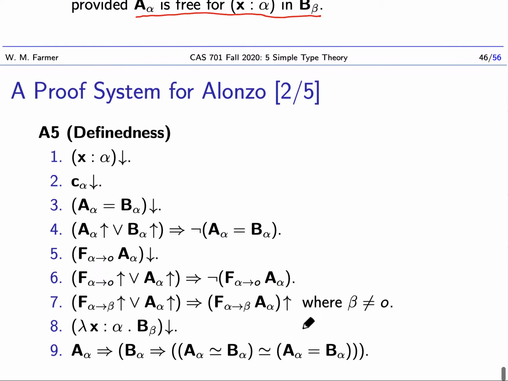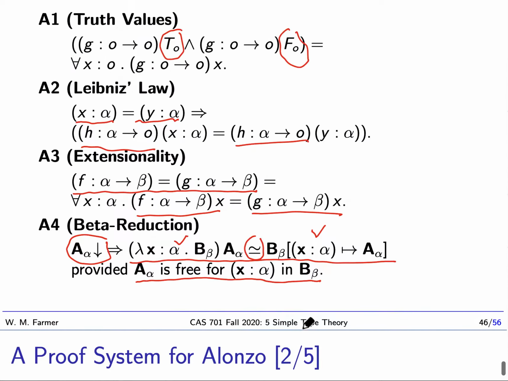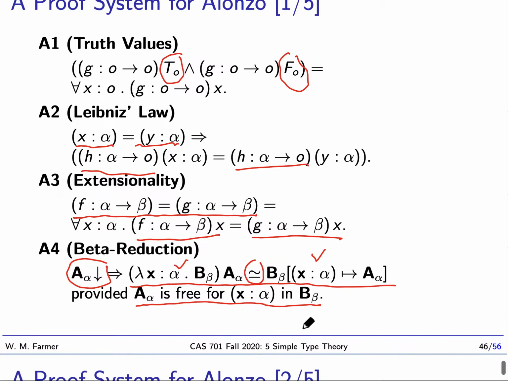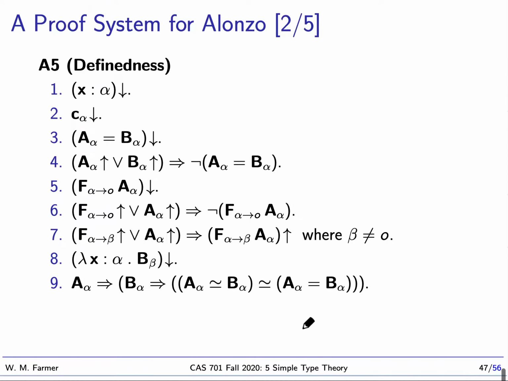These are the axioms we need for core Alonzo without dealing with undefinedness, but we also have axioms for dealing with undefinedness. And these are pretty simple. If you go to the definition of a general model, we can pretty much read off of these definitions. So the first says variables are always defined, constants are always defined, equalities are always defined. If either component of an equality is undefined, the equality is false.